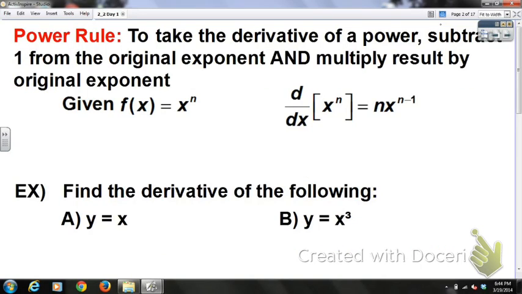Our next rule with derivatives is the power rule. The power rule states that to take the derivative of a power, subtract 1 from the original exponent and multiply the result by the original exponent. Sounds a little more complicated than it is.